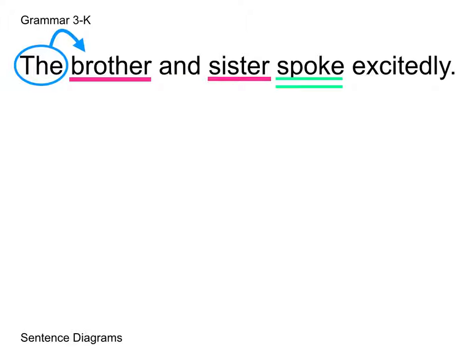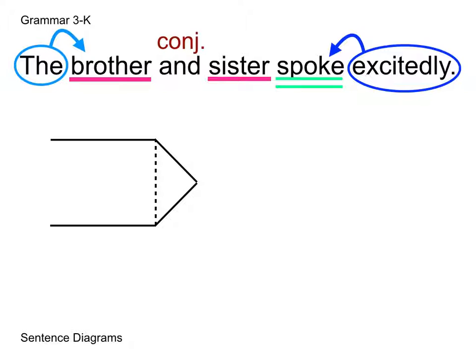We have the, which is an article, a special type of adjective describing brother. We have an adverb that is describing the verb, or how they spoke. And then we also have our conjunction, which is connecting our two subjects to each other. Now, since it is a compound subject, it's not going to have the usual straight line bisected with the vertical line. Instead, we get to make a fun little combined shape of a rectangle and triangle so that we have space for both subjects and the conjunction.